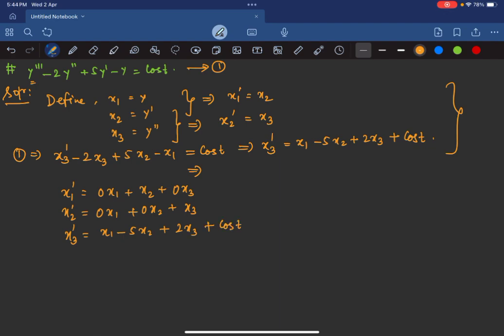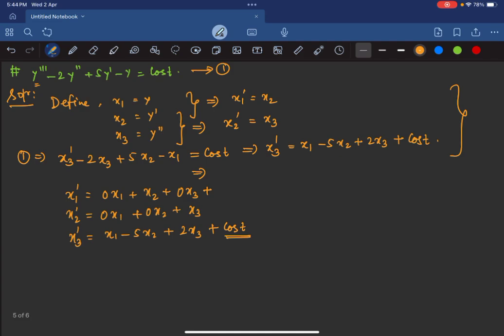Now see, the previous question we considered was a homogeneous problem. Now in this problem, because this cos t is present, the other equations can be expressed with 0 plus 0 as well. Now as a whole, this is our system.